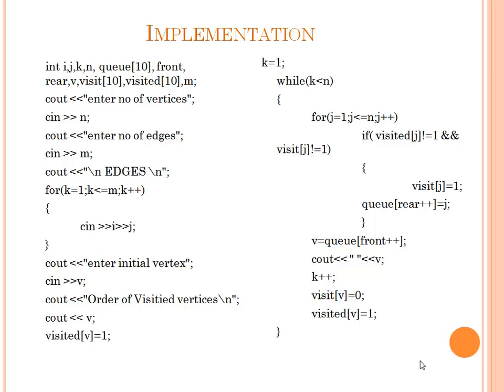This for loop is repeated until all the neighboring vertices of V are visited. Then V equal to q of front plus plus, that is when there is no new vertex to be visited, we are deleting it from the Q and we are storing it again in V. Now print V. Next k plus plus, move to the next element in the Q, and this process is repeated until the Q becomes empty and all the vertices of the graph are visited.